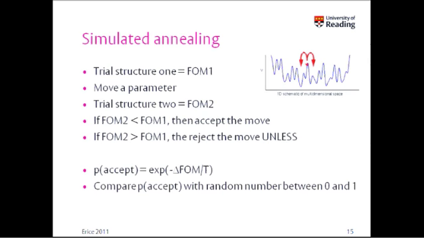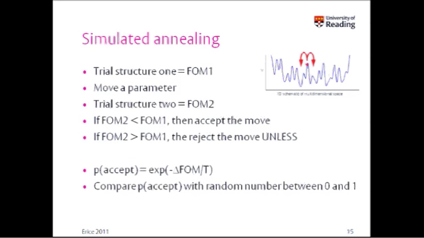Simulated annealing is a fantastic optimizer, and so I'll spend a little bit of time talking about it. So here's our function that we're going to try and move around. We propose a trial structure and we calculate a figure of merit via chi-squared or RWP. We adjust some parameter, let's say that it's just the position of the molecule. And then we re-evaluate the figure of merit, and we ask the question, has the figure of merit gone down? In other words, are we moving downhill? If so, great, we'll accept that move, because we want to go downhill.